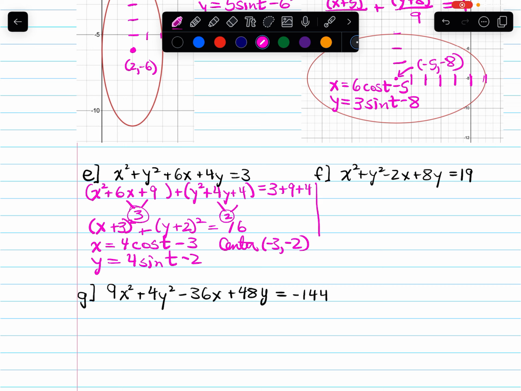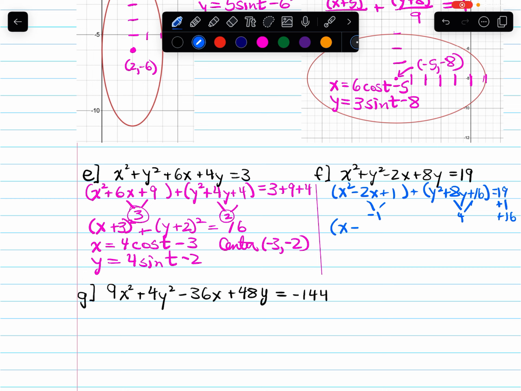Okay, on the next one, we do the same thing. We group the x's, group the y's, take half, and square it. Add it over here. Half of this, and square it. Add it over here. So let's see what we've got now.